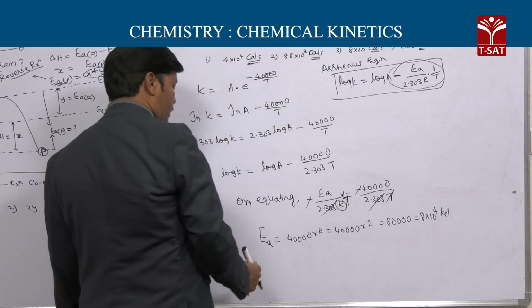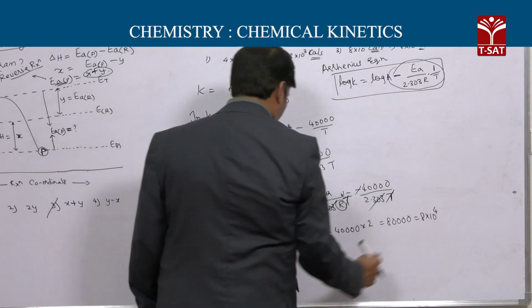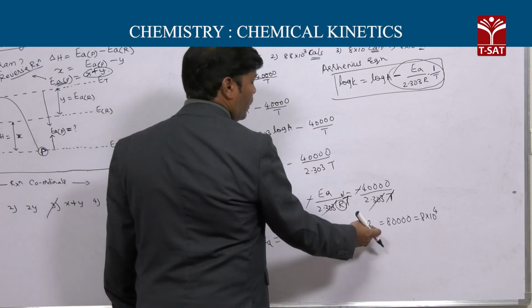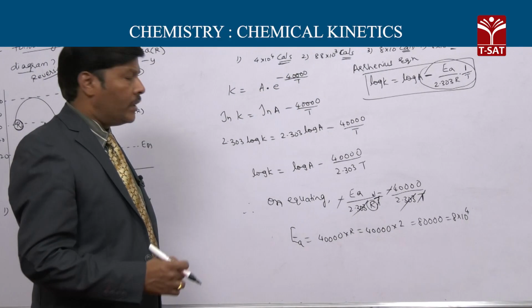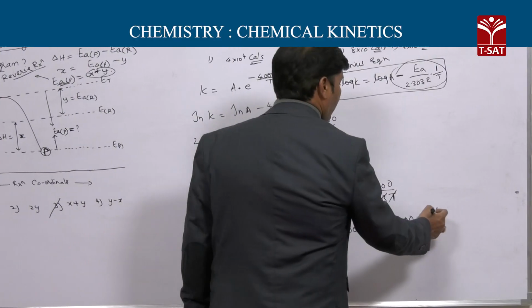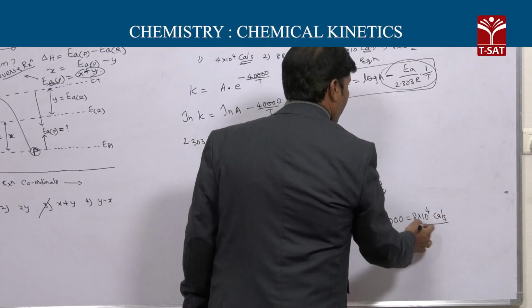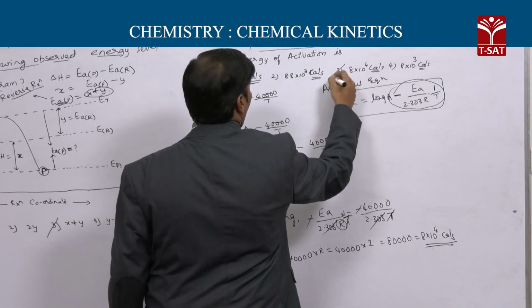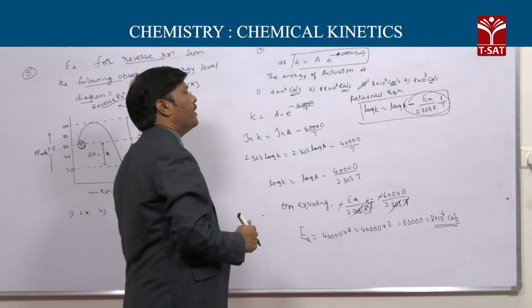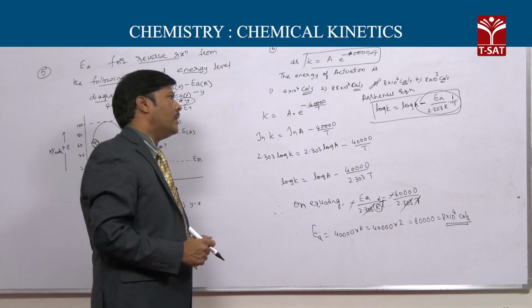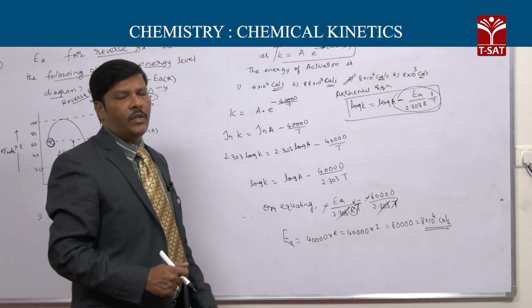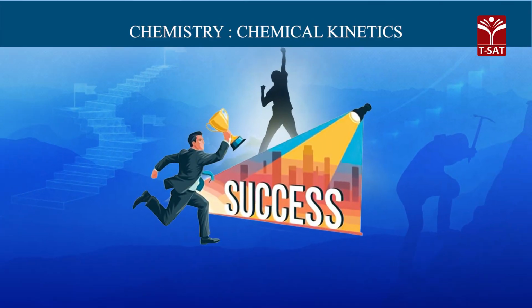So the activation energy is equal to 40,000 into the universal gas constant. So 40,000 into 2 is equal to 80,000. 80,000 is nothing but 8 into 10 to the power of 4 calories, which is the activation energy for the given reaction. So we can go for the third option as correct. 8 into 10 to the power of 4 calories is the activation energy for this given expression in terms of the Arrhenius equation.